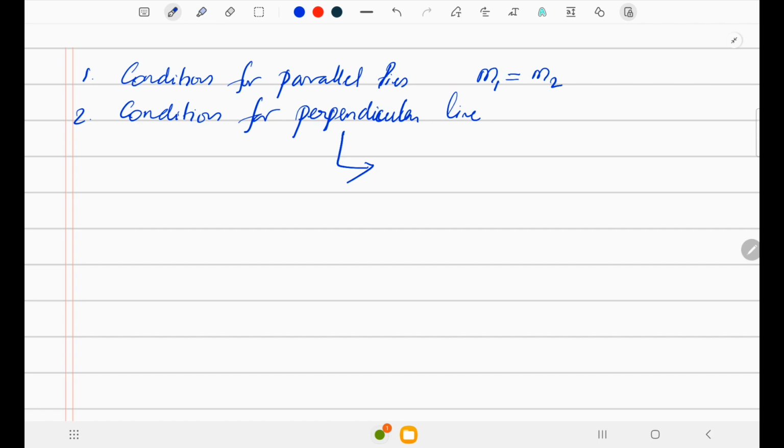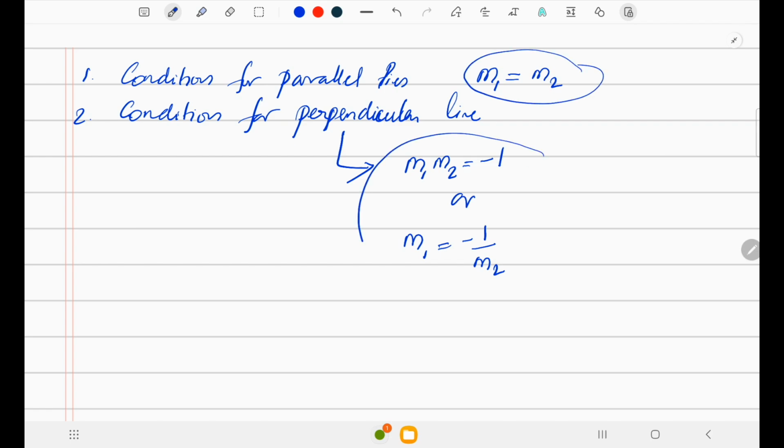If two lines are said to be perpendicular, then the condition is the product of the line 1 gradient and the line 2 gradient must be equal to -1, or in other words, one must be the negative inverse of the other. For example, m1 equals minus 1 by 2 m2. So these are the two conditions where we can test the line gradients for parallel or perpendicular. Let us discuss one example.